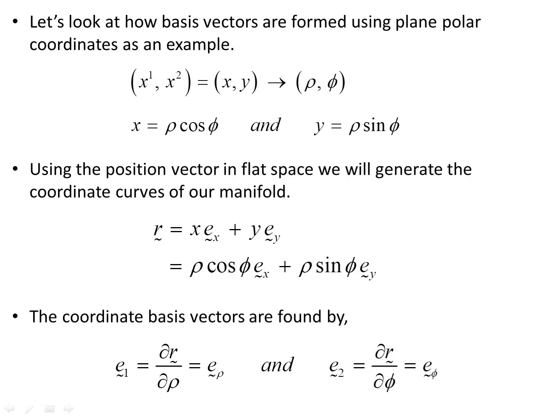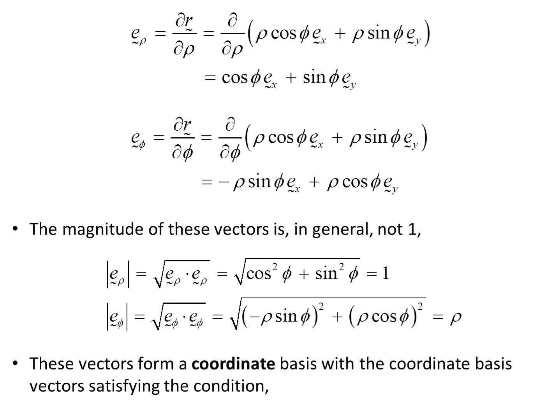Now these are the coordinate basis vectors that we're about to find. So here we go, e_rho is dr/d rho of this object, which gives us this. e_phi is dr/d phi, the derivative of the position vector with respect to phi, which gives us this object here. Now the magnitudes of these vectors in a coordinate basis are, in general, not 1.